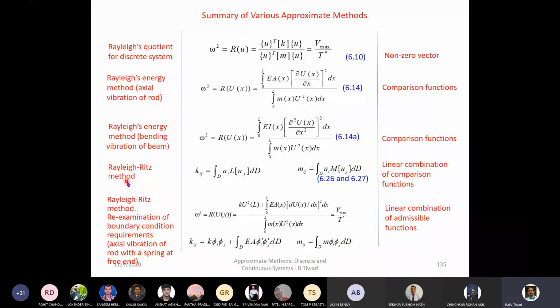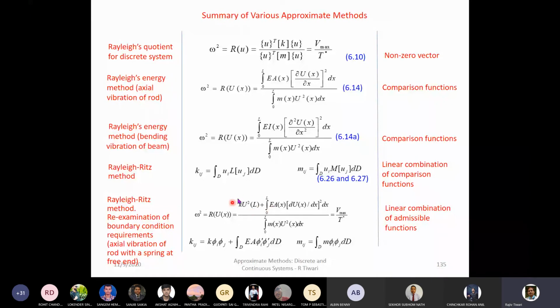The Rayleigh-Ritz method gives n natural frequencies depending upon the number of terms we use in the assumed solution, and for the simple beam case we got the stiffness coefficient something like that, in which the L operator and M operators were there. So here anyway we need to use a comparison function. Then the Rayleigh-Ritz method, when we re-examine the boundary condition, and this is for the case of the cantilever beam with a spring at the free end.